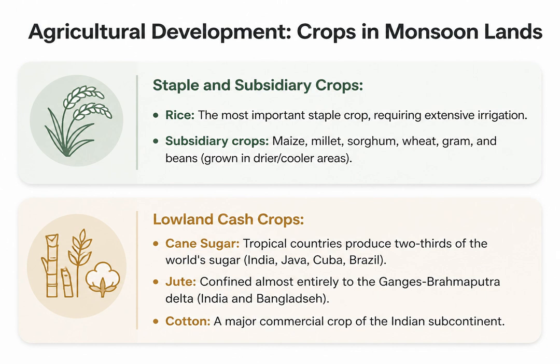Rice is the undisputed king of crops here, heavily reliant on the monsoon rains and extensive irrigation networks. In areas where it's too dry or cool for rice, farmers grow subsidiary crops like wheat, maize, and millet. Beyond food, monsoon lands are massive producers of cash crops. 2/3 of the world's cane sugar comes from these tropical regions. The Ganges-Brahmaputra Delta in India and Bangladesh dominates jute production, and cotton remains a vital commercial crop across the subcontinent.